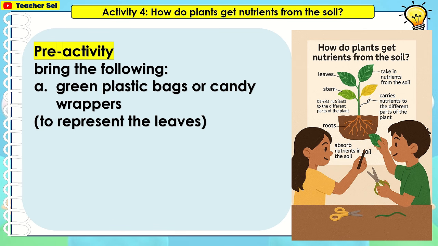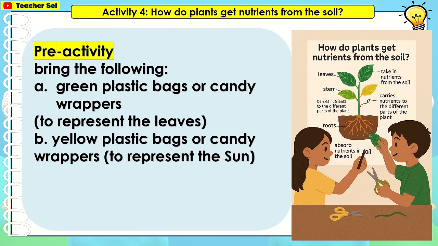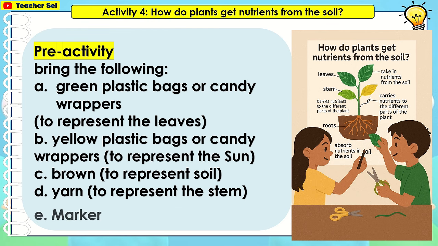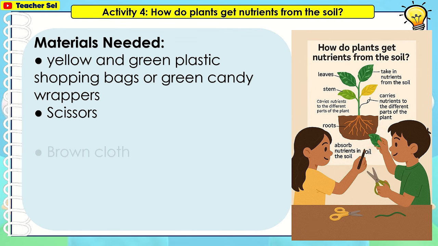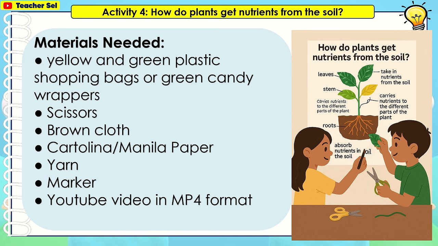Bring the following: green plastic bags or candy wrappers, yellow plastic bags or candy wrappers, brown, and yarn, and of course, a marker. For the materials needed, the duration of the activity is good for 25 minutes.